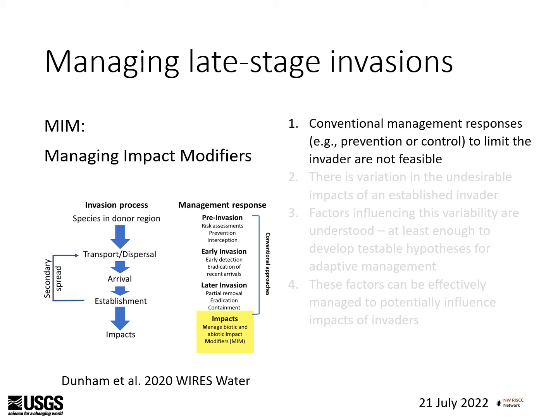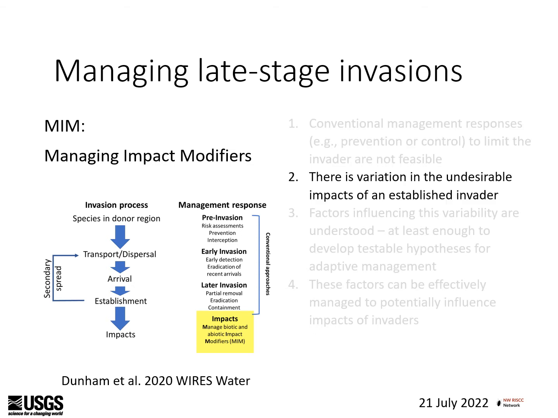You can see that highlighted in the yellow highlighted square there in the management response associated with the invasion process on the left. So condition number 1, conventional management responses, that is prevention or control to limit the invader, are not feasible. Condition number 2, there has to be variation in the undesirable impacts of an established invader. So if you saw Donovan Bell's presentation preceding mine in this particular meeting for the RISCC, he showed that there are variable impacts of invaders when you're looking at native trout up in the crown of the continent.